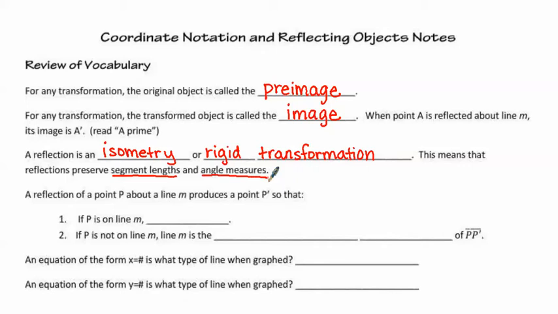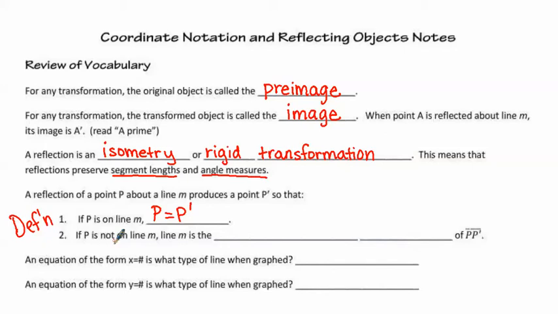The next one. This is the definition of a reflection. So this is one of those definitions that we need to have. Now this definition has two parts. A reflection of a point P about a line M produces a point P prime. So that if P is on line M, if a point is on the line of reflection, then we know that that point stays in the same position. So P and P prime will be equal. They will have the same coordinates.